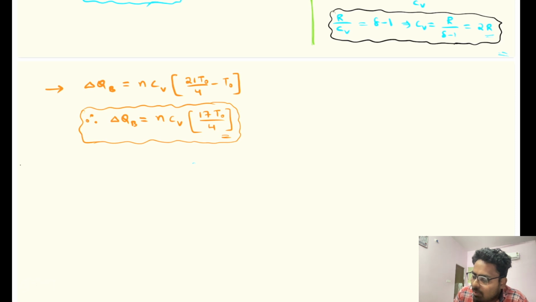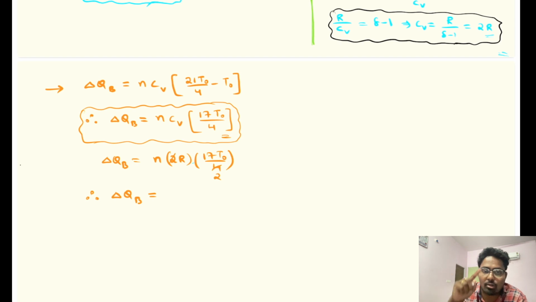Then further we can simplify it. Delta QB equals n times Cv, which is 2R, into 17 T naught by 4. But nR T naught can be written as P naught V naught, because the initial conditions are P naught, V naught, T naught. The 2 cancels, so delta QB is 17 by 2 P naught V naught.